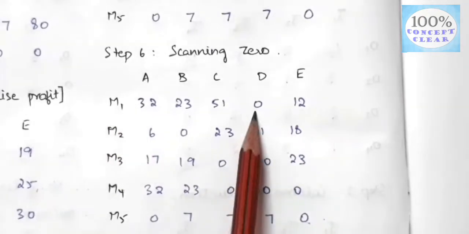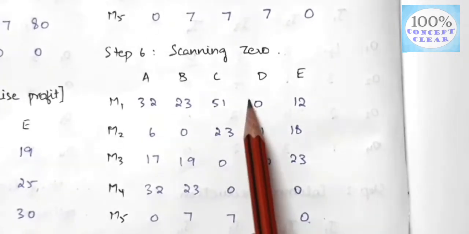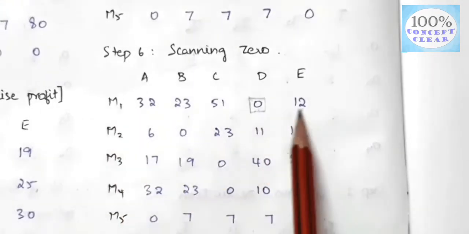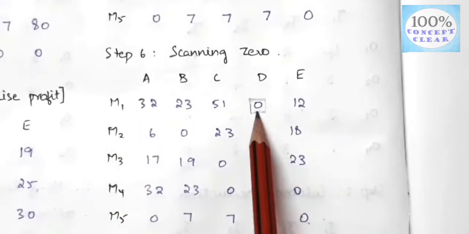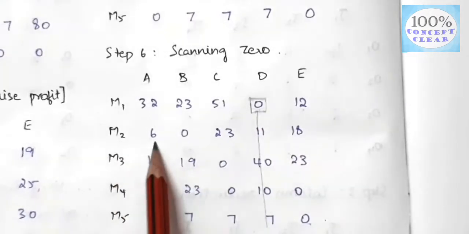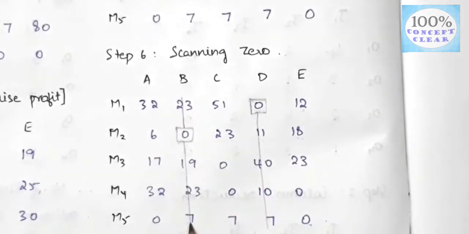For that, first check the first row. Here we have one 0, so we can mark that 0. So if we marked in row wise, we should cancel in column wise. And in the second row, 6 0 23 11 8. Here we have one 0, so we can mark that 0. So if we marked in row wise, we should cancel in column wise.